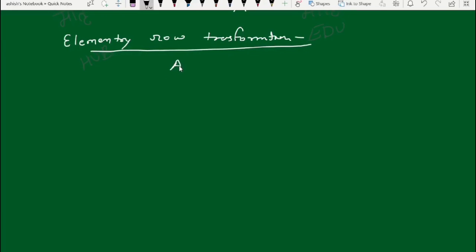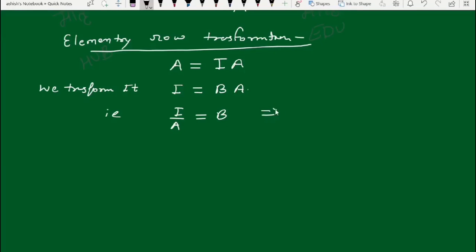Okay, for this we take A equal IA. We transform it, I equal BA, that is I by A equal B, that is A inverse is B. Very easy. See again, we know the property A equal IA.